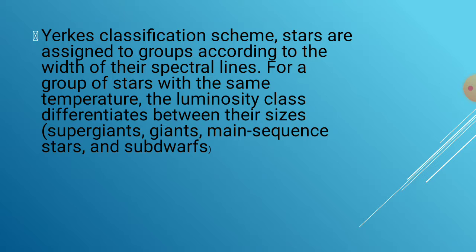In the Yerkes scheme, stars are assigned to a group according to the width of their spectral lines. For a group of stars with the same temperature, the luminosity class differentiates between their size, like supergiants, giants, main sequence stars and subdwarfs. So according to luminosity, the stars can be divided into 7 classes by Yerkes.